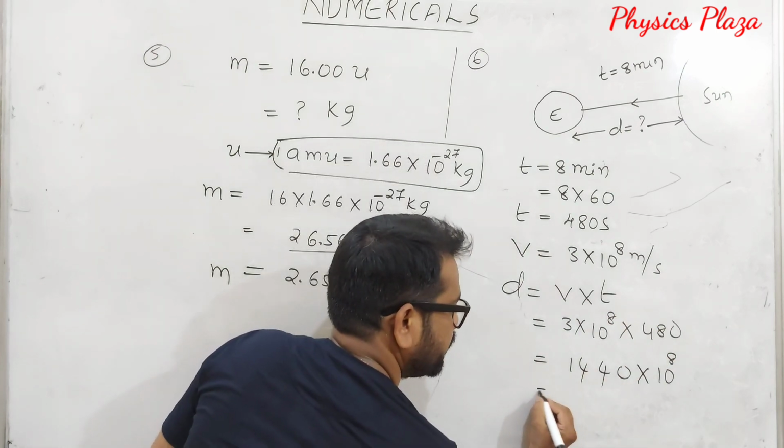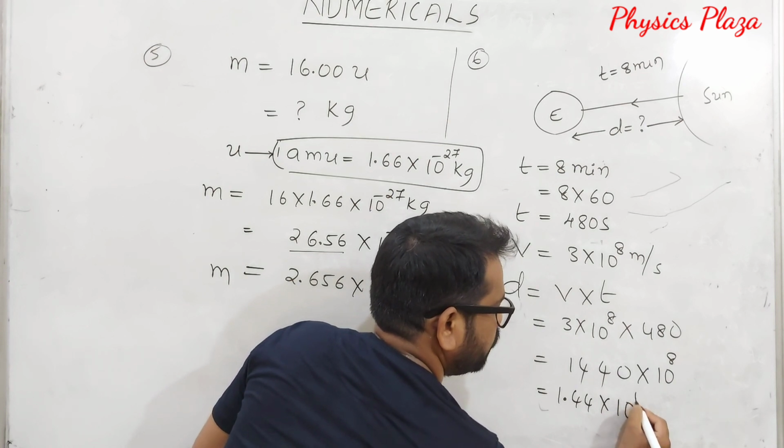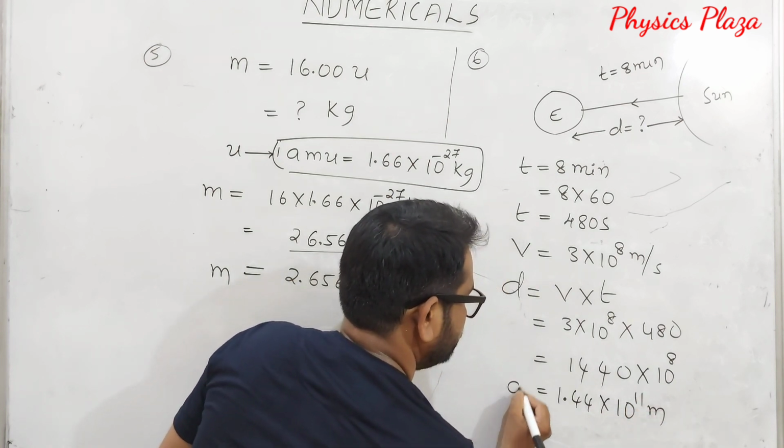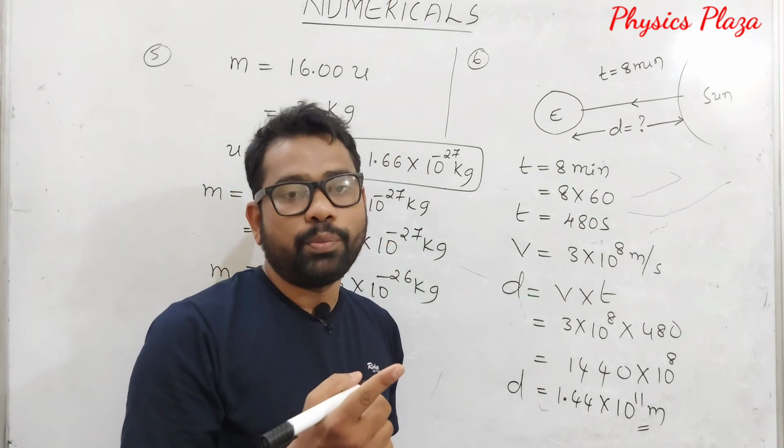So this can be written as 1.44 into 10 to the power of 11 meters. So this is the distance. Of course, you can express this in terms of kilometers also.